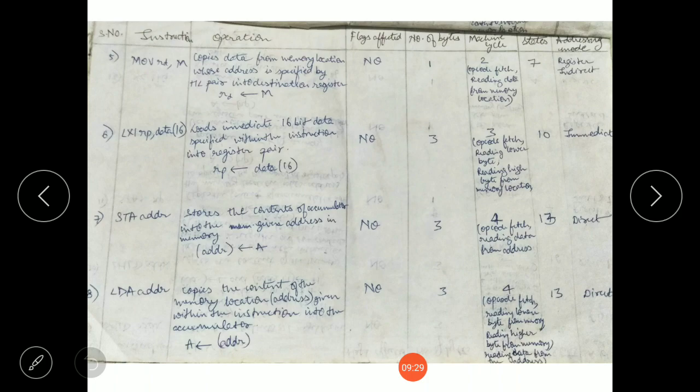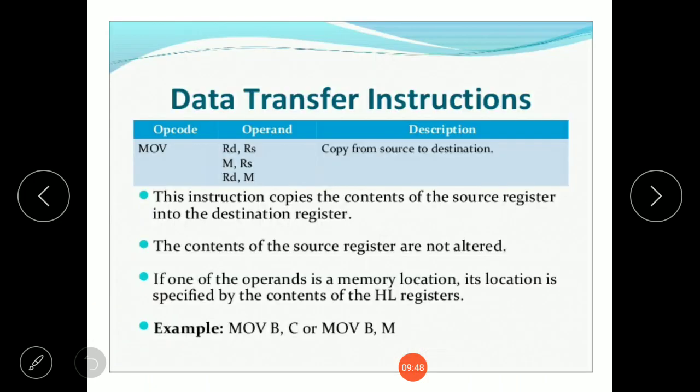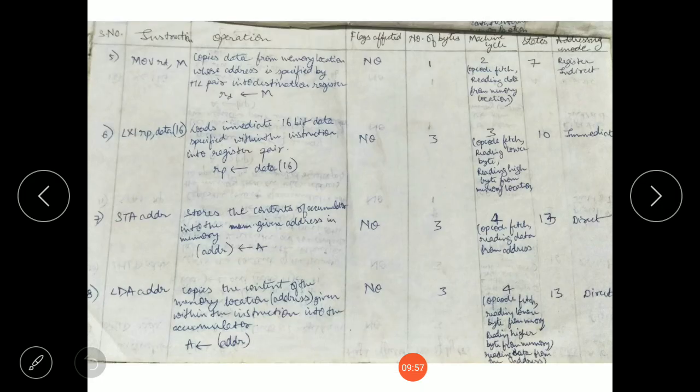Now again, the flags affected: since it falls under the data transfer group and only a copying operation is performed here, no flags will get affected. Number of bytes: obviously this instruction has no hexadecimal number mentioned in the instruction. Example MOV B, M, you can see that no hexadecimal number is mentioned, so this instruction is of 1 byte, and that is for the opcode only.